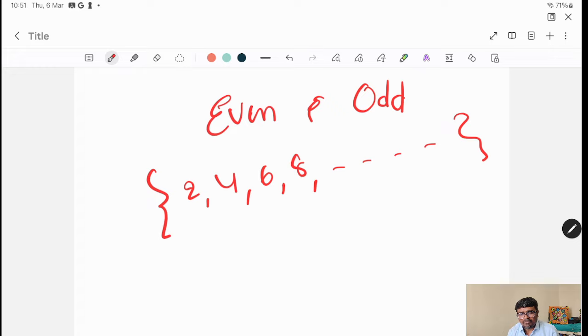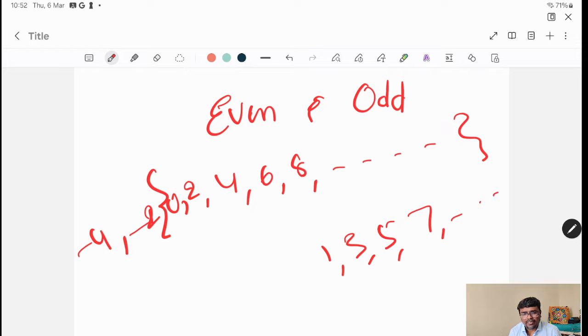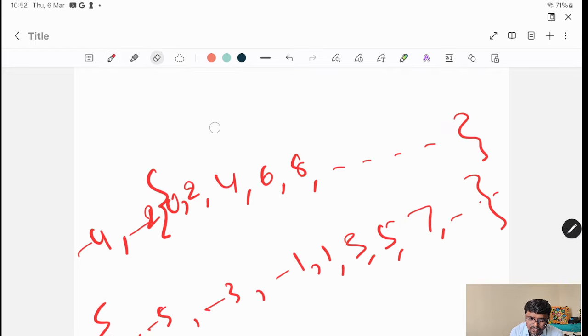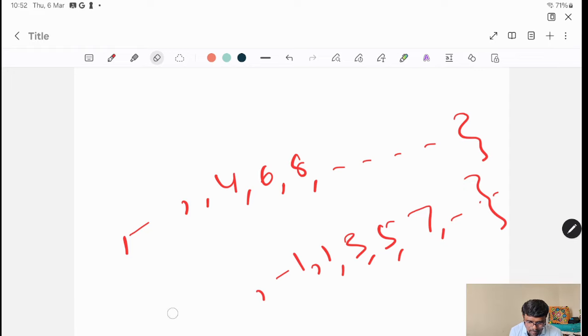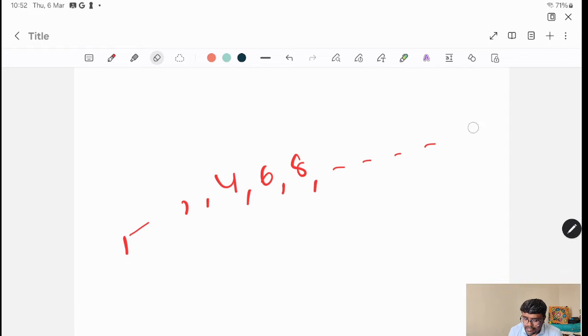So this classification is only for integers. The number which is divisible by 2: 2, 4, 6, 8, 0, -2, -4, -6, all these are even numbers. And odd numbers, you already know, are not divisible by 2. So 1, 3, 5, 7, 9, and so on. Here also -1, -3, -5, and so on. So these are the even and odd numbers. This thing you know very well. But the next part is more important: the properties of even and odd numbers.